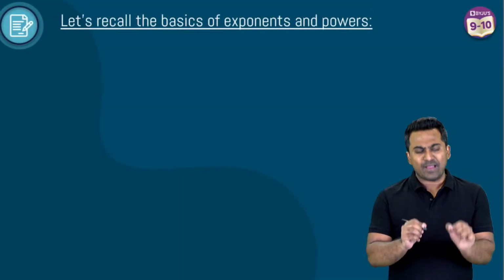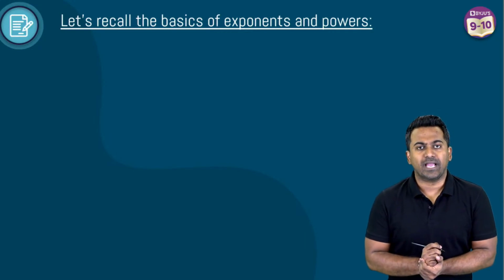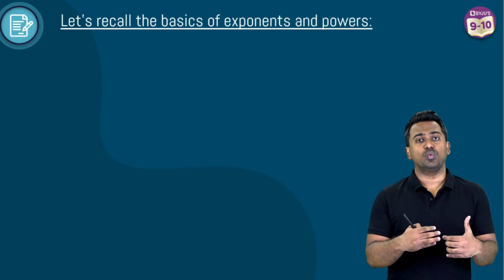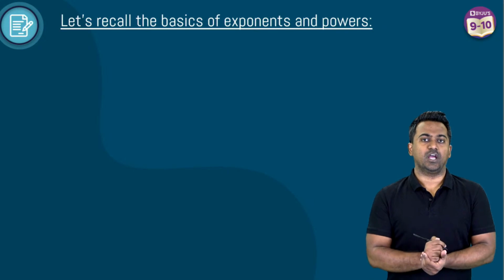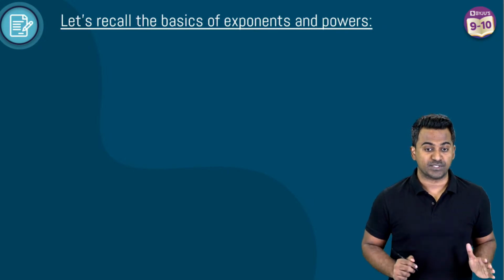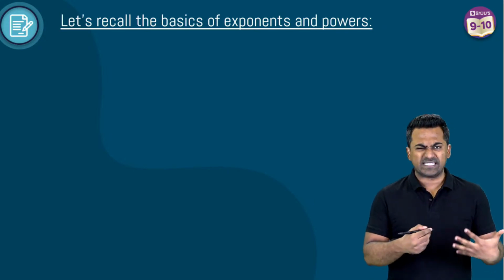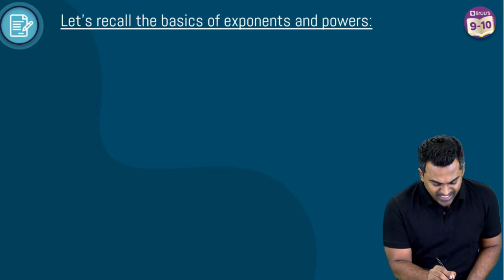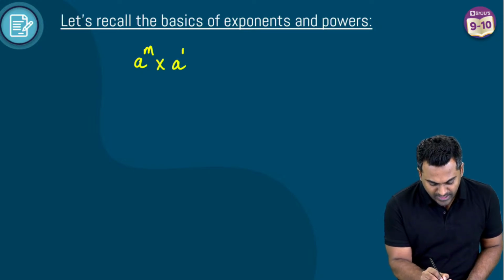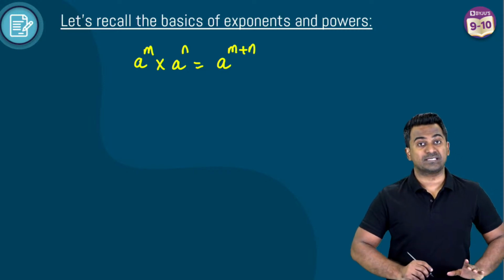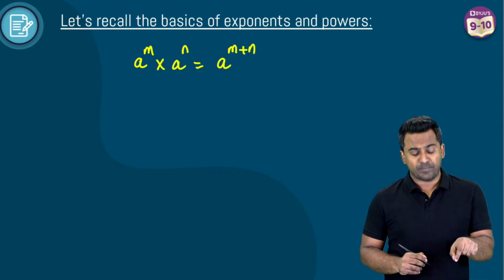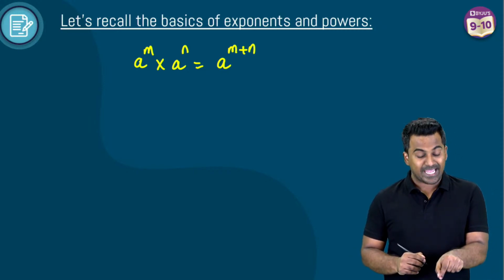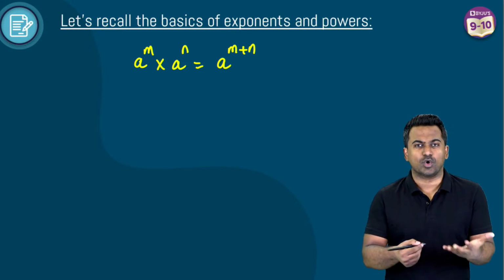All right, now I want to begin the session today by recalling a few very important concepts from the chapter of number system. A few basic identities that I want to discuss, especially related to exponents and powers. I'm sure you guys are aware of this, right? a to the power m multiplied with a to the power n is going to be a to the power m plus n. If you notice here, the bases are the same, a and a, whereas the powers or exponents are different.